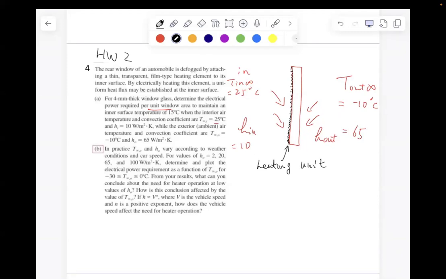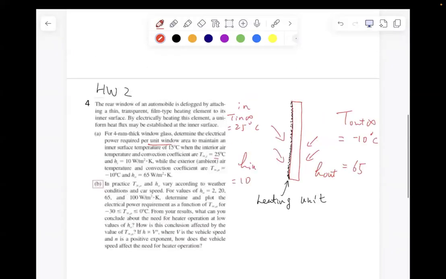Some students may or may not use the thermal circuit, because I realize the homework problems from the textbook do not specifically ask you to construct the thermal circuit. But if you are familiar with the thermal circuit, it will be very easy to use it to analyze the problem and construct the correct equation for your solution.